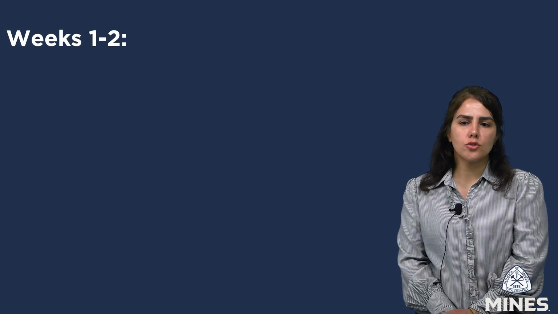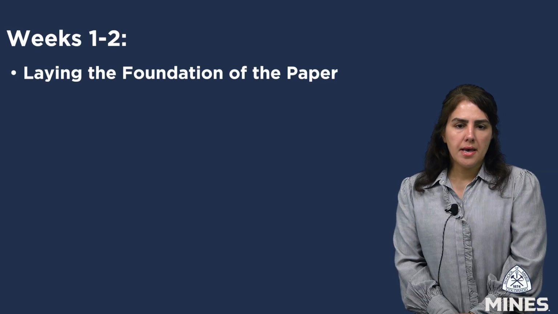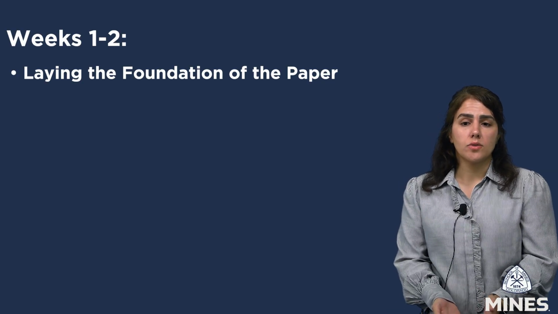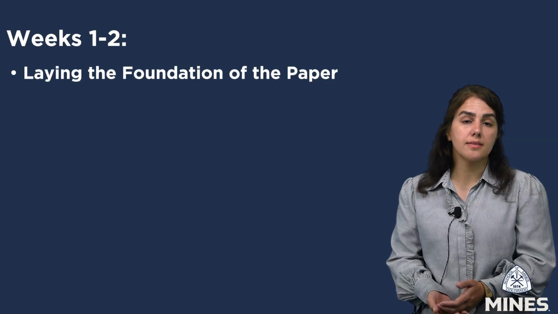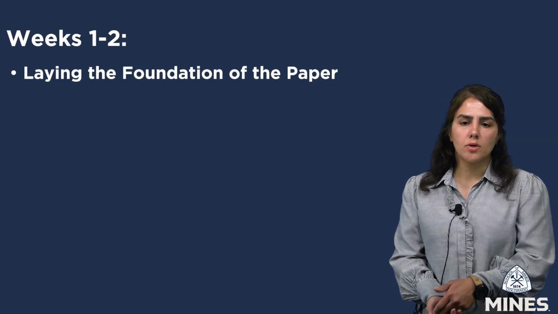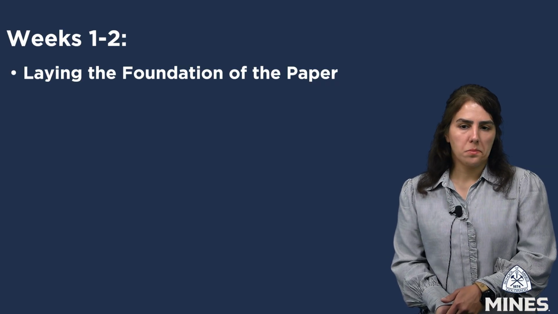Research paper timeline, 12 weeks. Number 1. Researching and planning, weeks 1 to 2. The first 2 weeks should be dedicated to laying the foundation of the paper. As soon as a research assignment is received, it is important to begin thinking about the main purpose, intended audience, and the requirements set forth by the professor or the target publication.